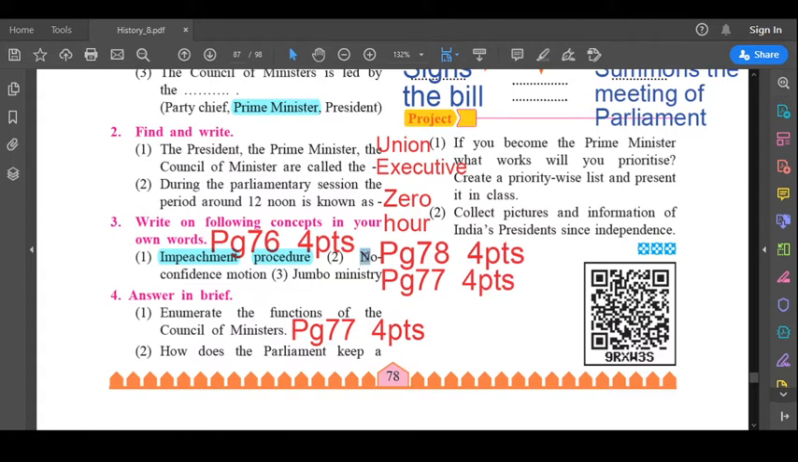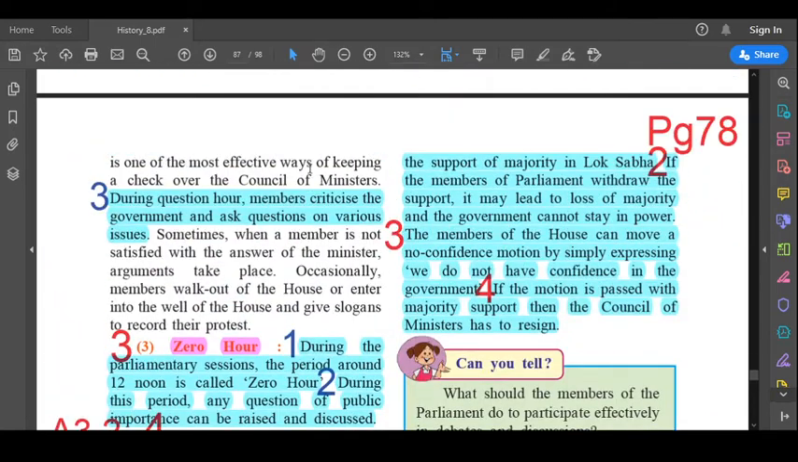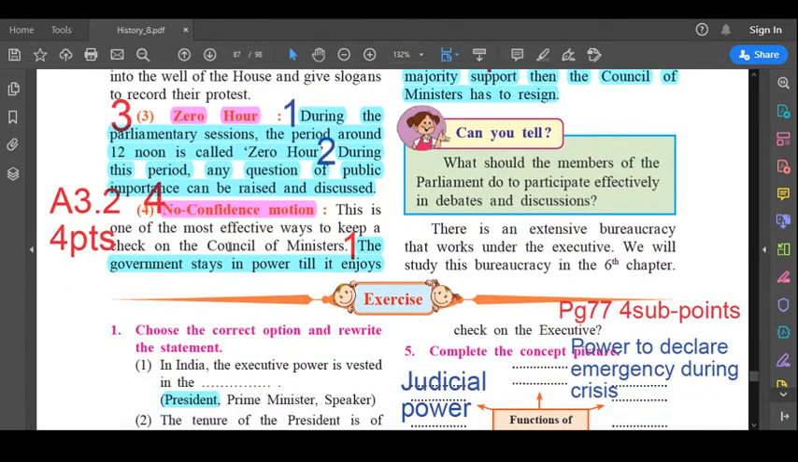Second one, no confidence motion. The answer to this question is on page number 78. Let us go to page 78, same page. Here at the top. Left hand side, last paragraph. Count from the last line. We'll see the second last line at the end of the line. Okay. Left hand side, last line, second last line. This is your first point.